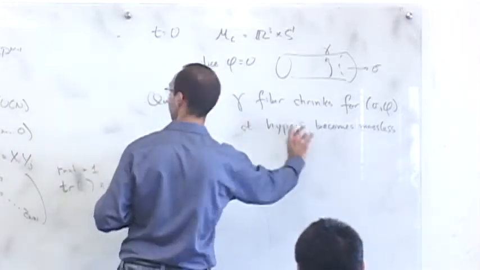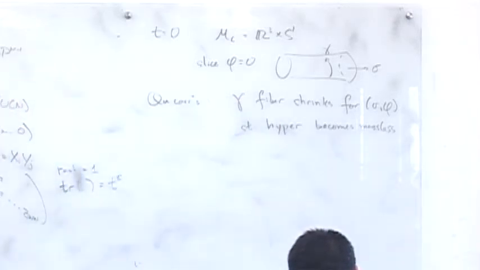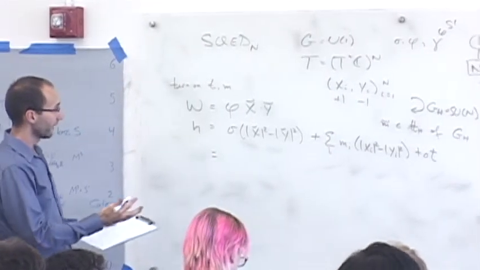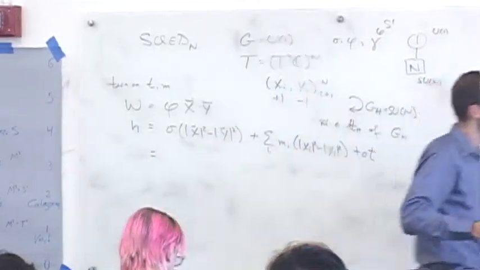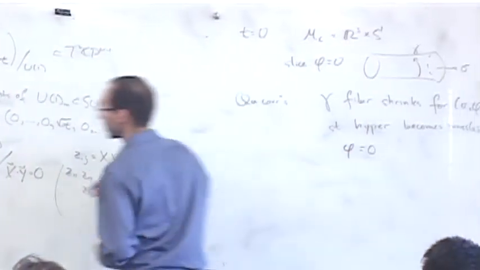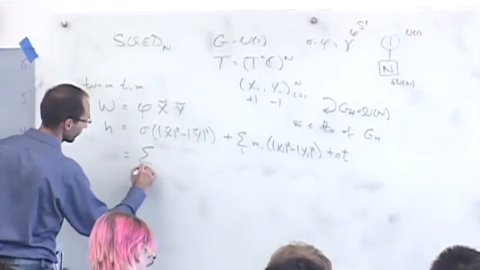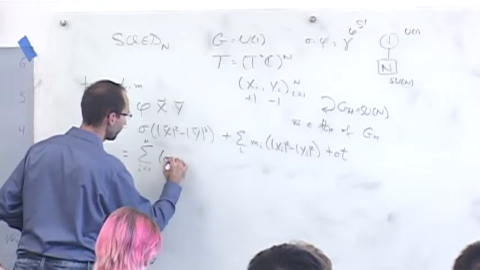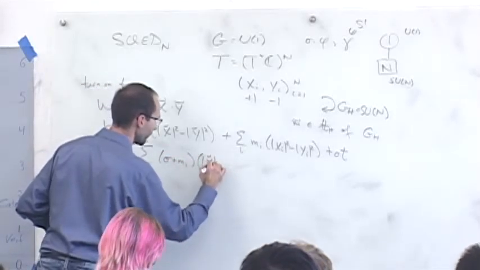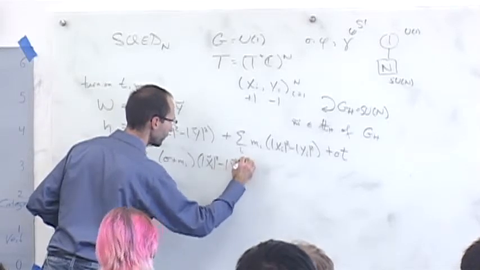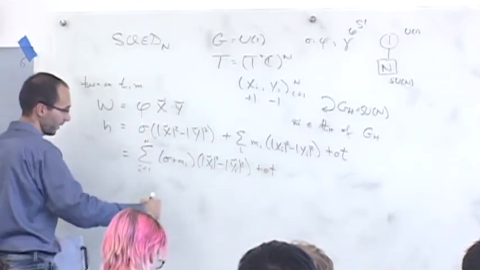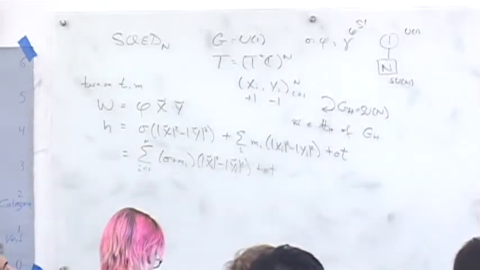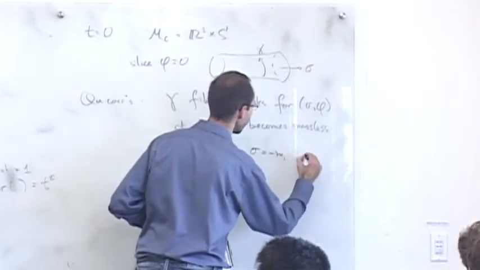So what does hypers becoming massless mean? I take a look at this function at W and H. They're both quadratic functions in the x's and y's. The coefficients of a quadratic term in x and y play the role of an effective mass. From W, I see that these are points when phi equals 0. And from H, which I can write as a sum of (sigma plus m_i)(x_i squared minus y_i squared) plus sigma t, I see that I get massless hypers whenever sigma is equal to minus m_i for some i.